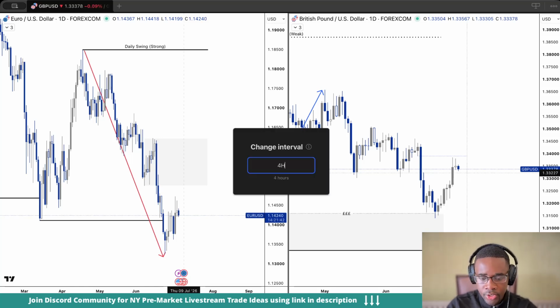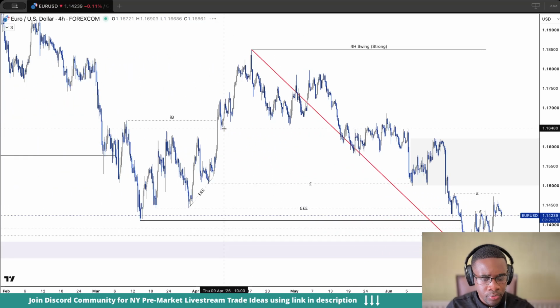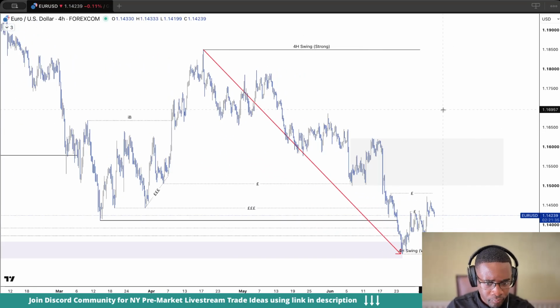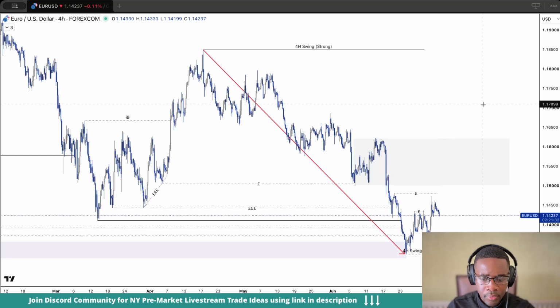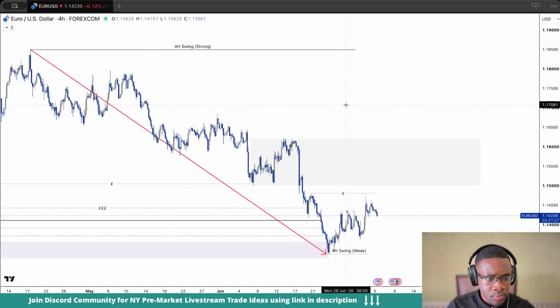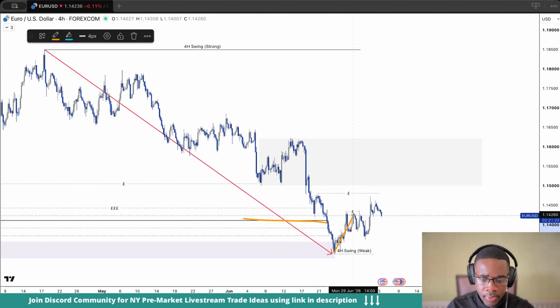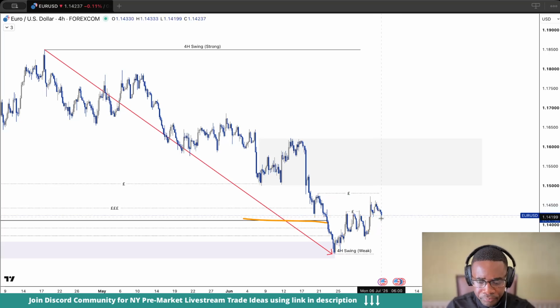So let's look at the 4H, starting with Euro USD. This is what we see. Our swing is bearish, and after break of structure we expect some kind of pullback. We had a sweep of these lows, and then price aggressively pushed up, of course mitigating this area. We did come to the extreme, had a reaction, pullback, and now price has made another lower low.